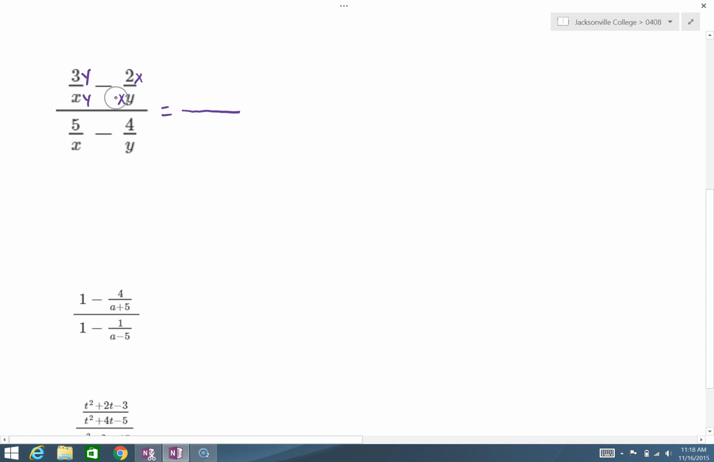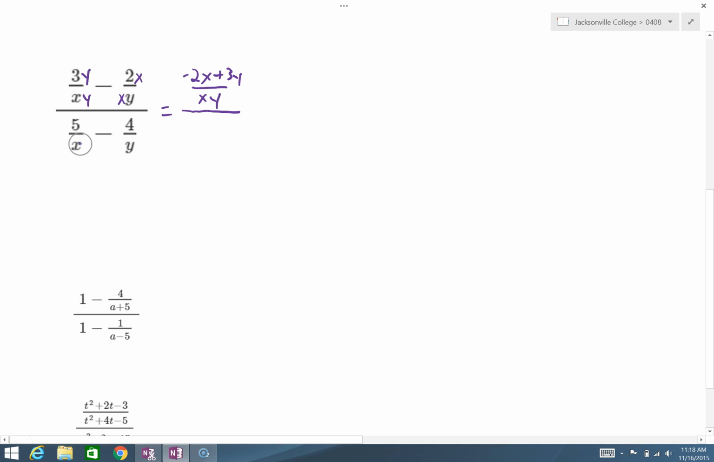subtract. I see my common denominator is an xy. 3y minus 2x is 3y minus 2x. By convention, we typically write the x term first, so I'll say negative 2x plus 3y. Notice it's negative 2x and a positive 3y. Alright, now into my denominator.